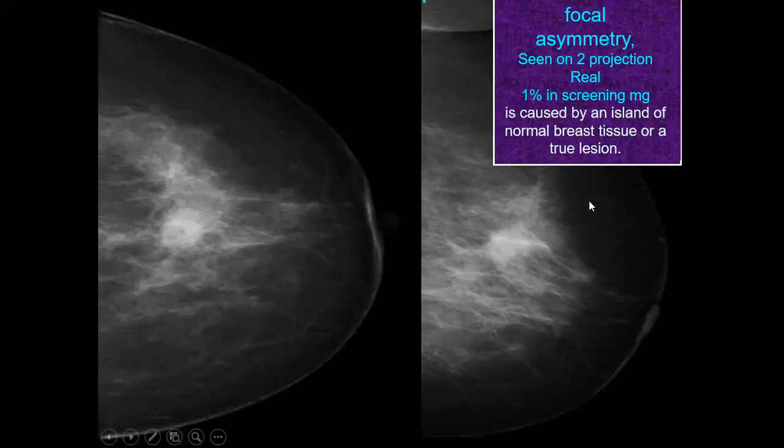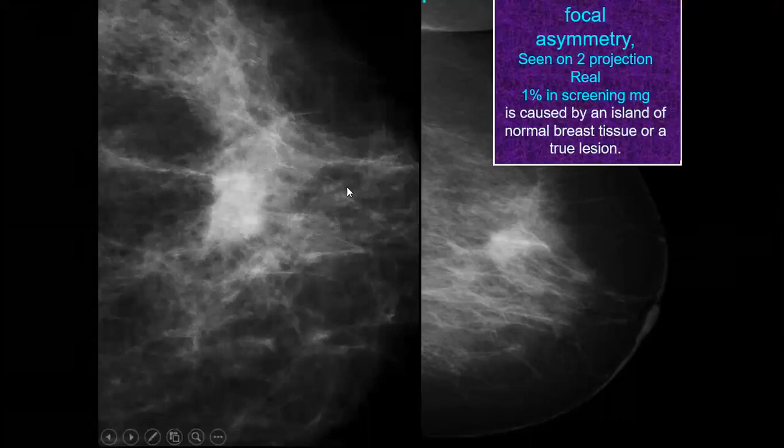Focal asymmetry represents only 1% of screening mammography and is mostly caused by an island of normal breast tissue, as we mentioned. But it can be a true lesion, as in this case. Here it is a true lesion. When we spread it away, we could see just a speculated irregular mass. A dense mass. At the beginning, before the spot magnification, we called it a focal asymmetry. After spot magnification, we can call it a suspicious mass.